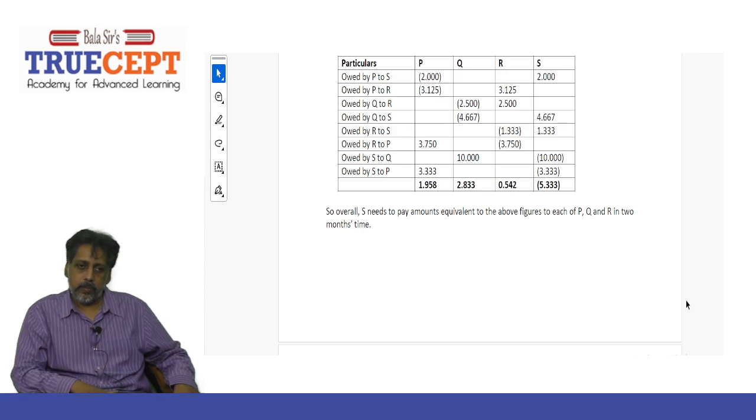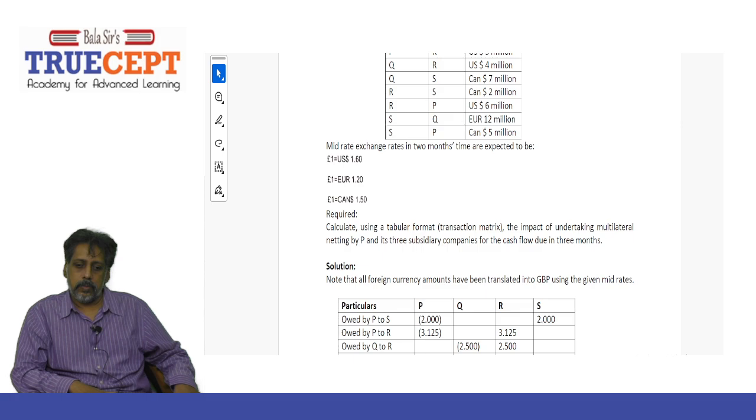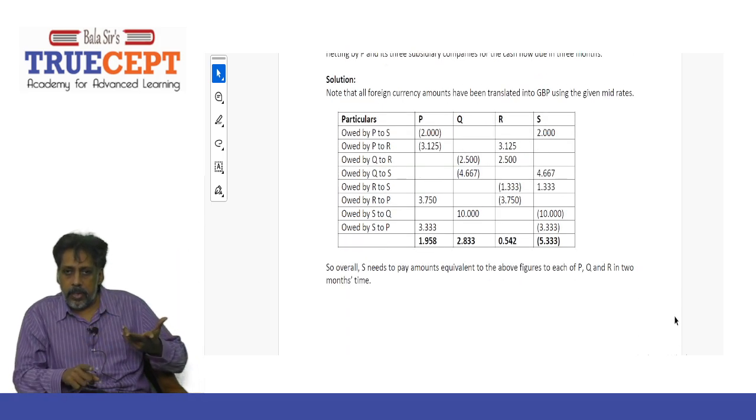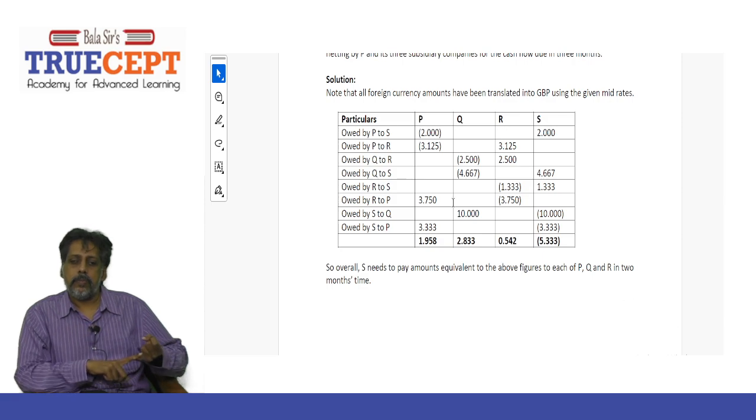Yes. Next, Q to S. It is Q to S, Canadian dollar 7 million. So what are you going to do? 7 million by 1.5. And how much under Q? Under Q it is 4.667 negative. Under S it is positive 4.667.